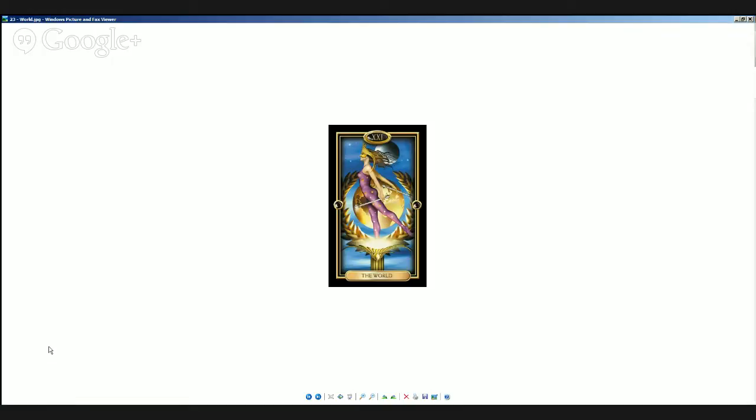The World is enlightenment. Basically, this is the end of your journey. You have accomplished everything you want, and you're pretty much done. However, we know that in life, even if you reach the end of your journey, you're only going to start a new one. And that's why sometimes the Fool can be seen as the last card, but also the first card.